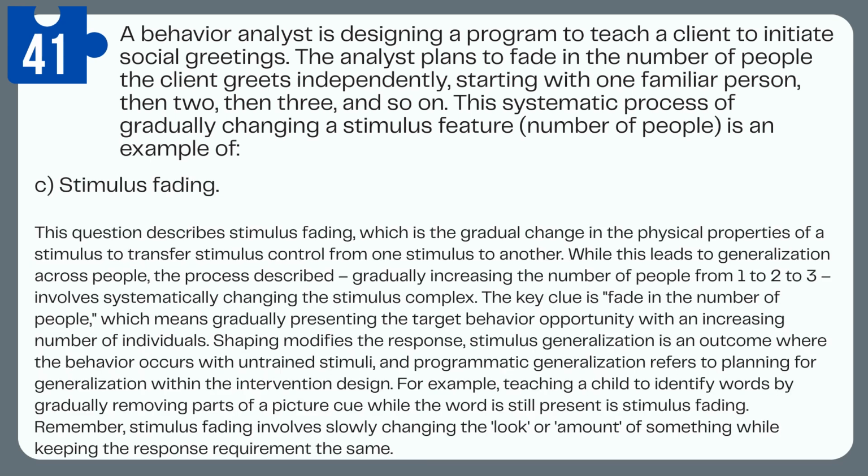Answer: C. Stimulus fading. This question describes stimulus fading, which is the gradual change in the physical properties of a stimulus to transfer stimulus control from one stimulus to another. While this leads to generalization across people, the process described, gradually increasing the number of people from 1 to 2 to 3, involves systematically changing the stimulus complex. The key clue is fade in the number of people, which means gradually presenting the target behavior opportunity with an increasing number of individuals. Shaping modifies the response.